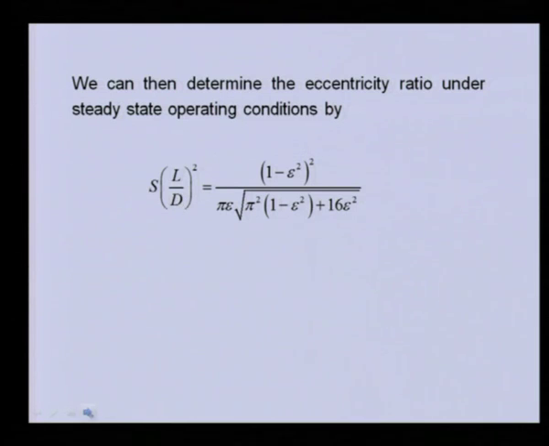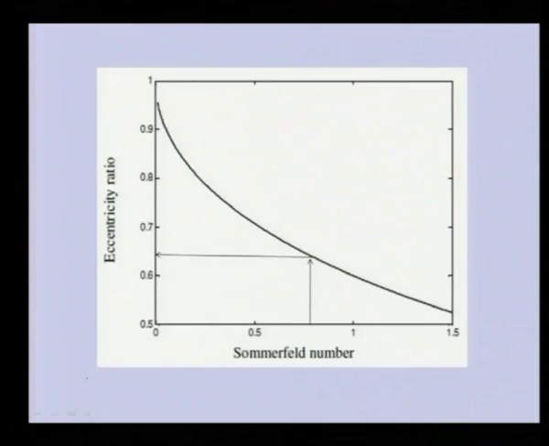If we plot the Sommerfeld number with epsilon, the eccentricity ratio, we will get a curve like this. For a particular bearing, we can calculate the Sommerfeld number. From this plot, we can interpolate the epsilon value for that bearing, and once we know epsilon, we can put it in the stiffness and damping coefficient expressions to get the properties. This is the procedure generally followed for calculating the stiffness and damping coefficients of the bearing.